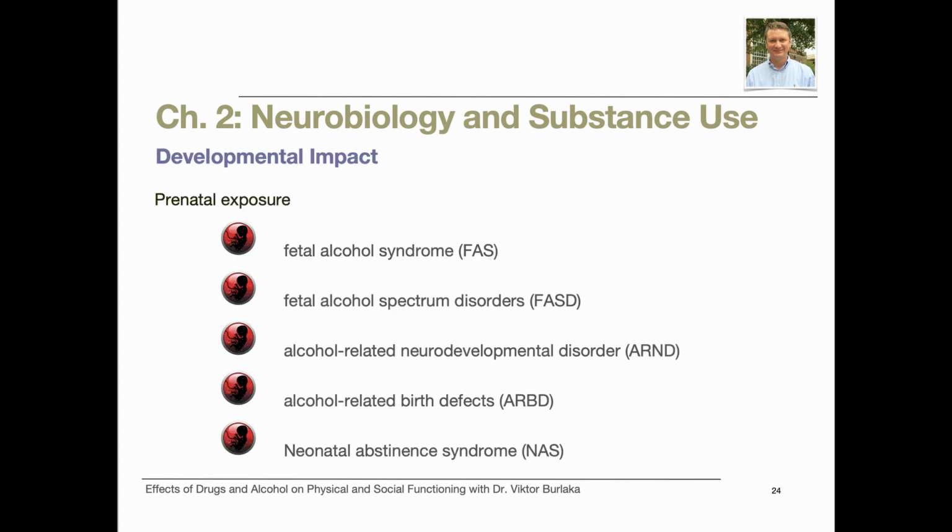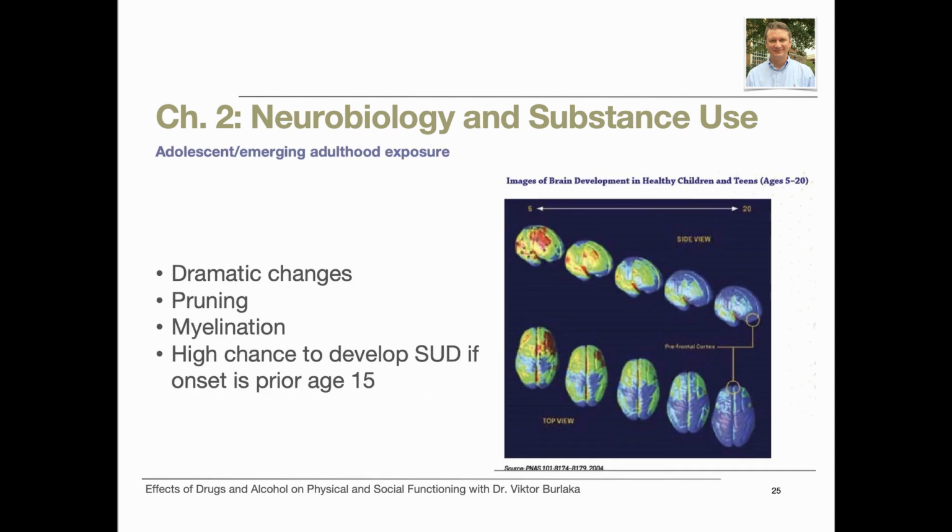That alcohol exposure during fetal development can cause permanent damage to the brain and other organs has long been recognized, and fetal alcohol syndrome was clearly identified as a possible outcome during the 1970s. Subsequently, fetal alcohol spectrum disorders have been described. It includes fetal alcohol syndrome, as well as alcohol-related neurodevelopmental disorder and alcohol-related birth defects. The effects of prenatal exposure to other substances are less well understood. Neonatal abstinence syndrome is a known consequence, experienced by many infants prenatally exposed to opiates.